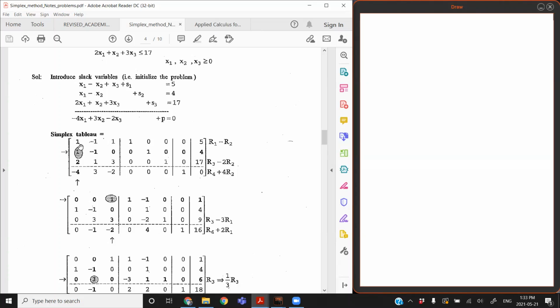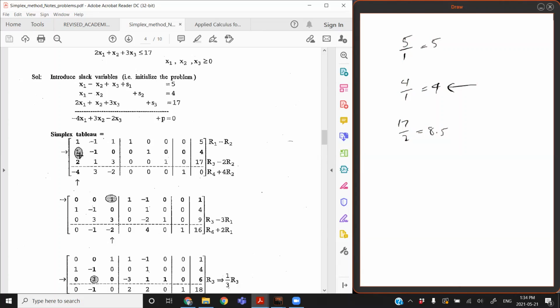Now, how do I pick between these three? I have to divide the number on the right hand side by the corresponding number. For the first position, I get 5/1. For the second one, I get 4/1. For the third one, I get 17/2. This is just 5, this is just 4, and this is 8.5. Which one is the smallest? 4. That means this is my pivot position.